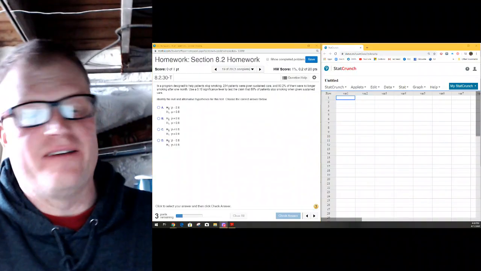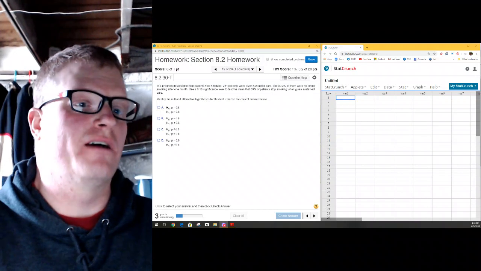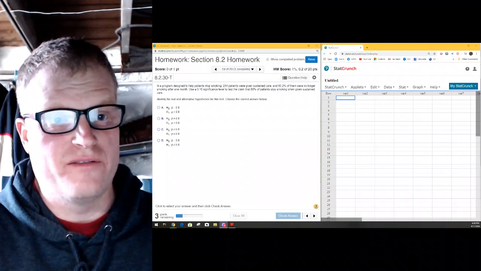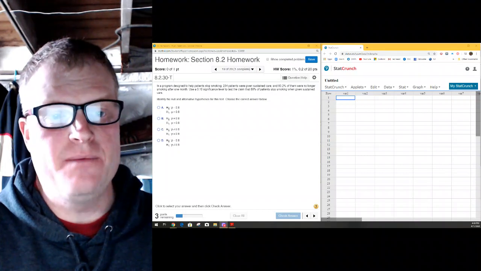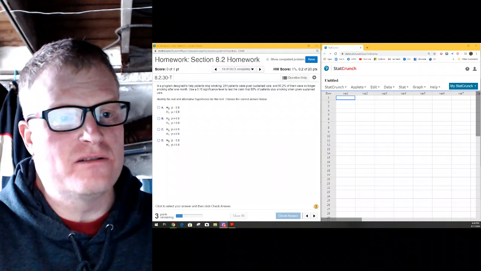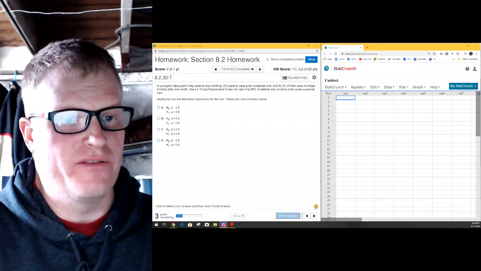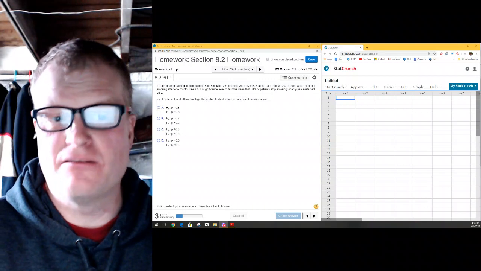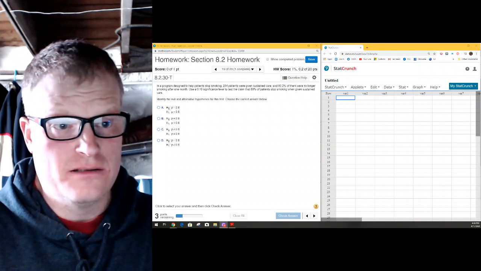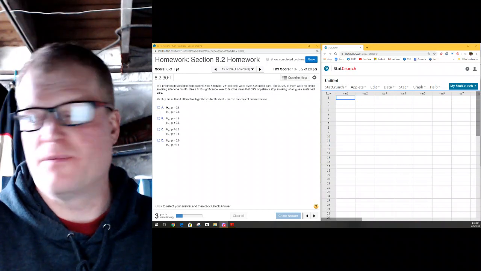Okay, here we're going to do a hypothesis test on a proportion. Here we have an example of one of your homework problems. In a program designed to help patients stop smoking, 234 patients were given sustained care, and 80.2% of them were no longer smoking after 1 month. We want to use a 0.10 significance level to test the claim that 80% of people stop smoking when given sustained care. So here our claim is that it's equal to 80%.